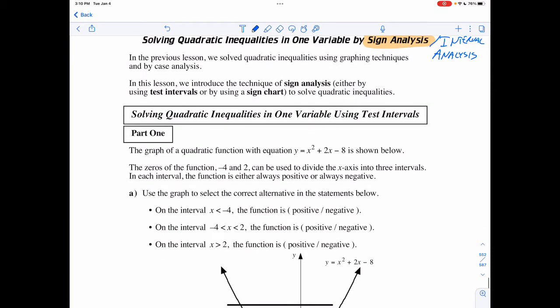So when we're talking about sign analysis, which we can do using either a sign chart or test intervals, we're basically figuring out whether the function would be positive or negative, and we're going to apply that towards the solution regions that we would see if we did it on a Cartesian plane.